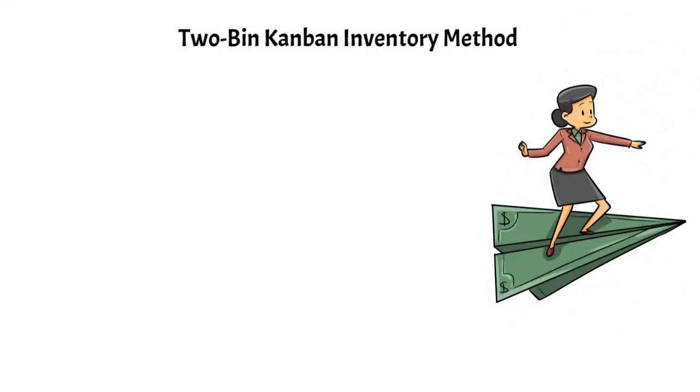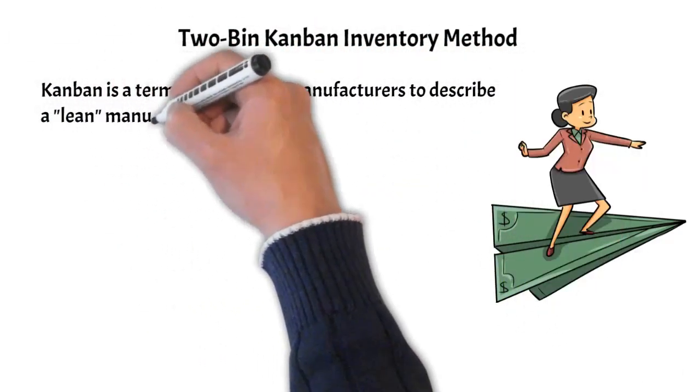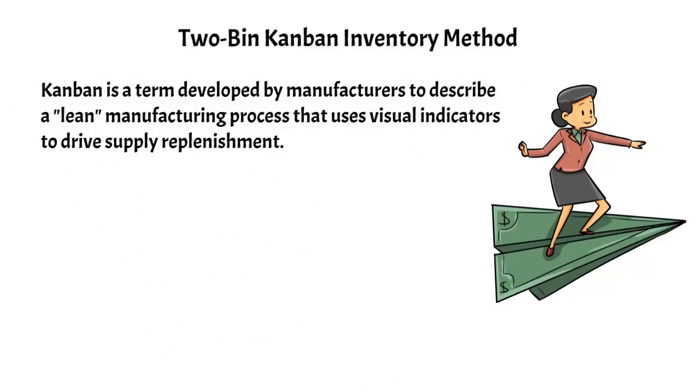The final inventory concept that we will cover in this course is the two-bin Kanban method. What is a Kanban? Kanban is a term developed by manufacturers to describe a lean manufacturing process that uses visual indicators to drive supply replenishment.